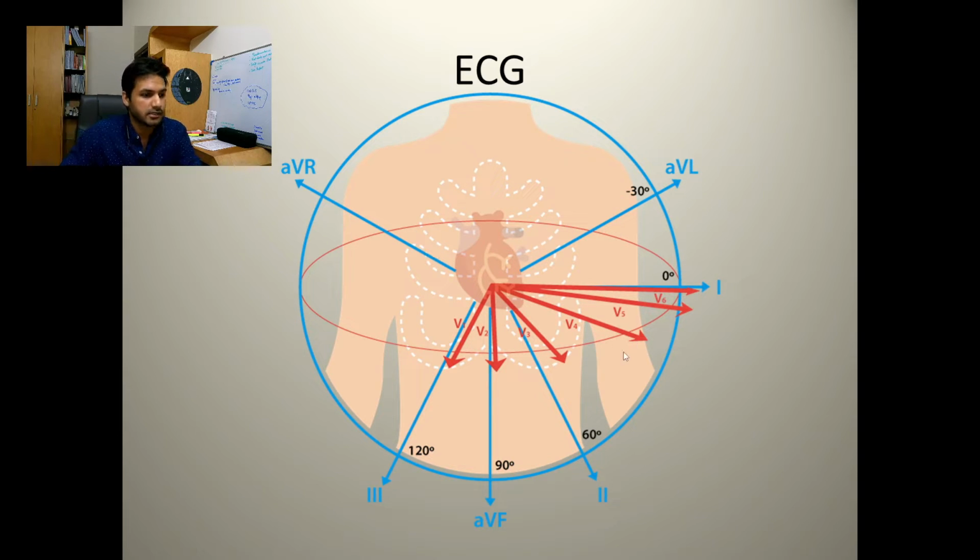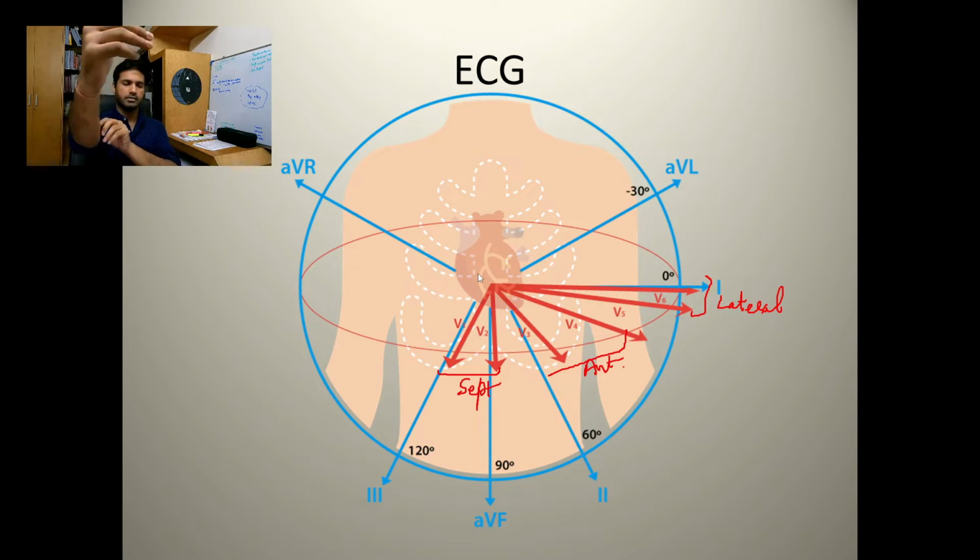So what this tells you is that 2, 3, and AVF basically give you information about the inferior part of the heart. V1 and V2 are both septal. V3 and V4 are anterior, and V5 and V6 are lateral. So anytime you have ST elevation in V1 to V4, you will call it a septal anterior wall MI, so anteroseptal wall MI. V3 to V6 would be anterolateral wall MI. And I'll tell you about the blood supply of these things momentarily.